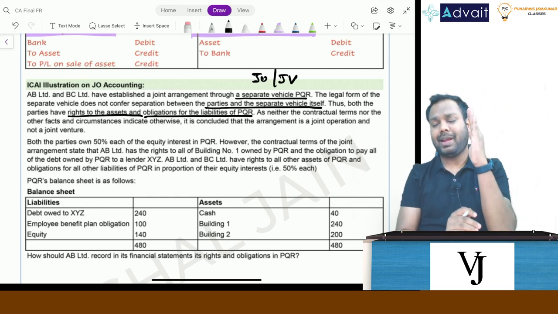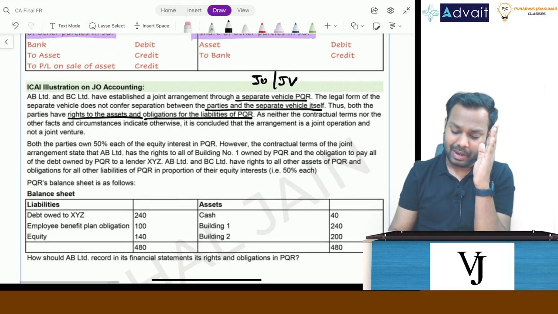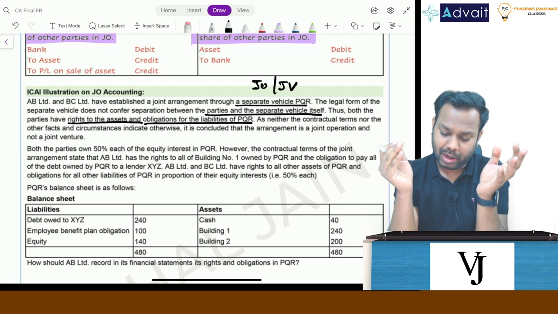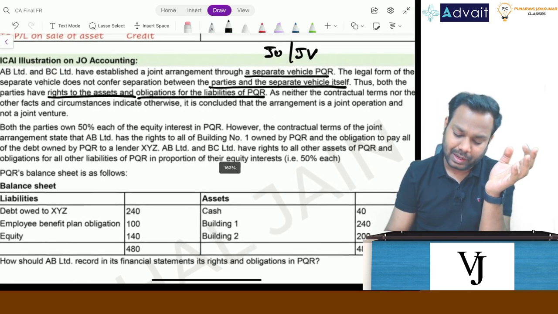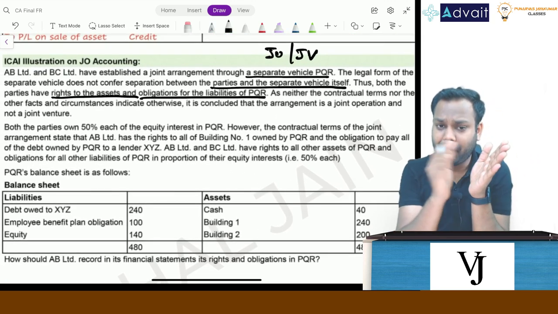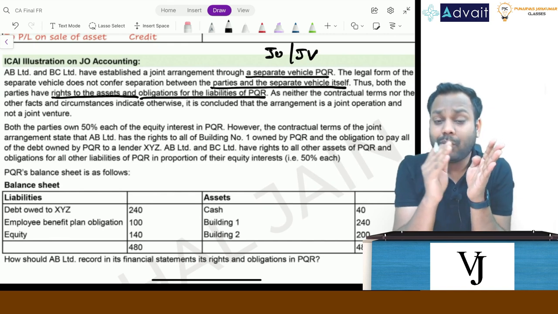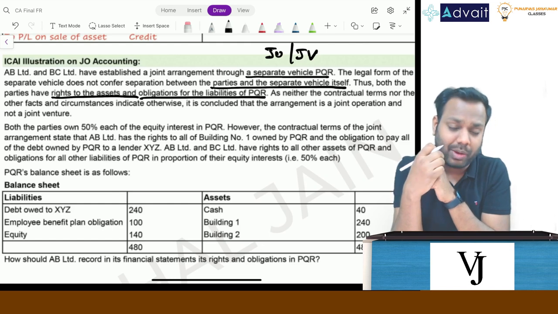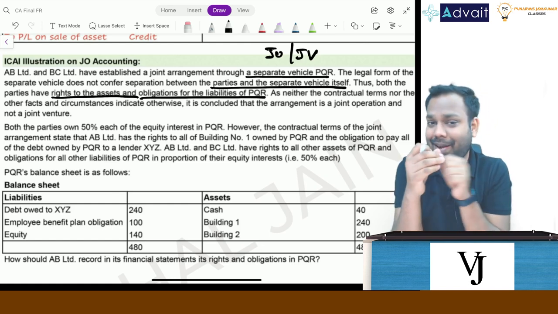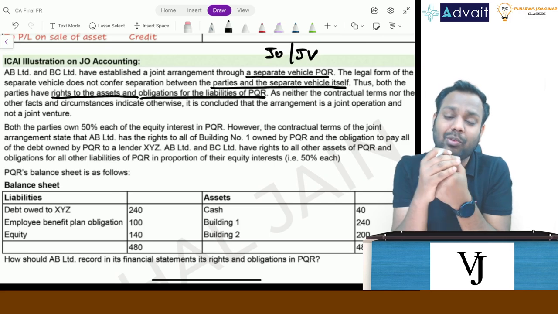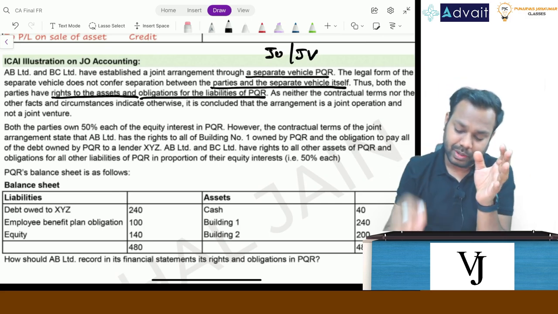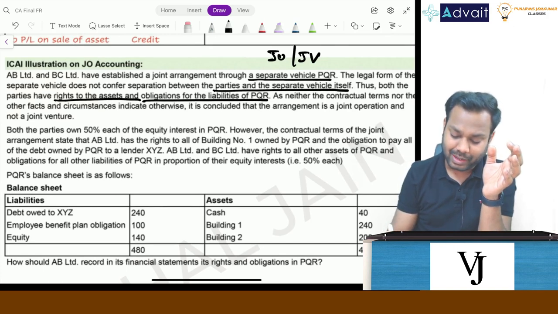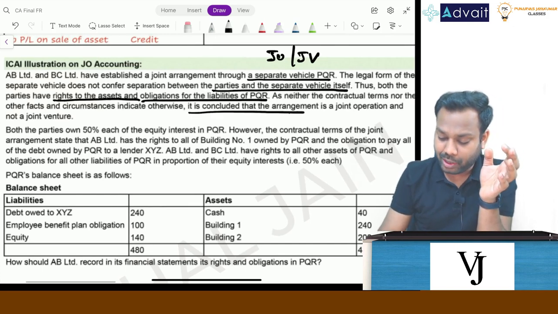Basically, there are two parties, AB Limited and BC Limited, and they control PQR. AB and BC have the right to assets and liabilities of PQR, not the right to net assets. So ideally it appears to be a joint operation so far. Now, as neither the contractual terms nor other facts and circumstances indicate otherwise, it is concluded that the arrangement is a joint operation and not a joint venture.